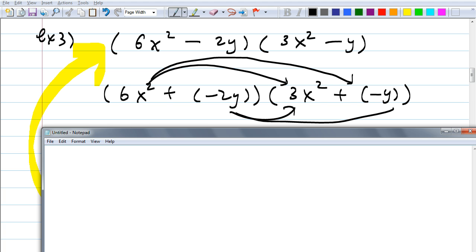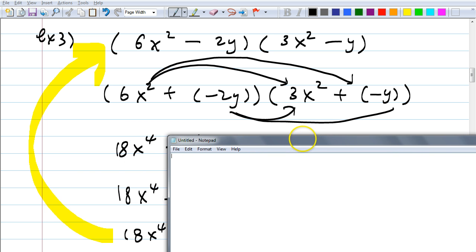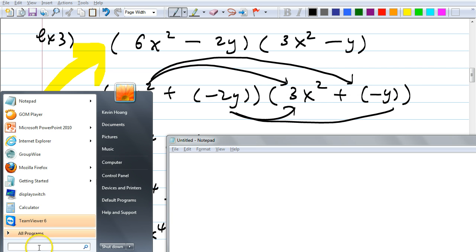Who wants to help me with how to do this one? Viviana, can you help me? After you multiply, it would be 18x to the 4th. Good, it's 18x to the 4th, isn't it? Is it 18x to the 2nd power? No, what's x squared times x squared, guys? x to the 4th, so Viviana is correct, you get 18x to the 4th. Then what? Minus 12x squared y.